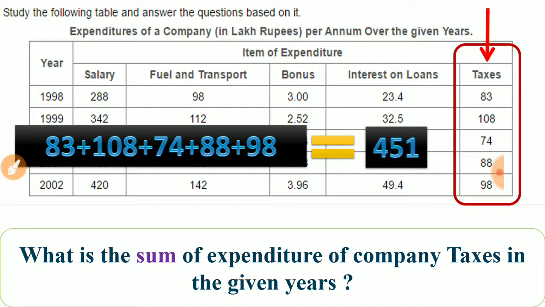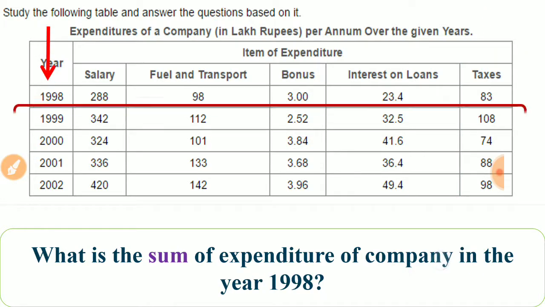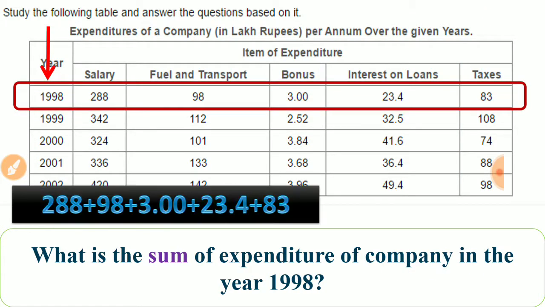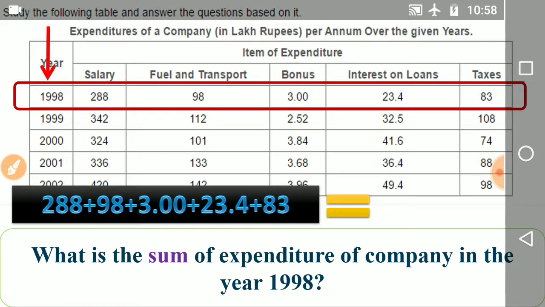That means vertically you were adding it, but now horizontally we are adding it. Because last time it talked about the taxes, this time they talk about the value of 98. So that is the difference of table. A table you can either calculate in horizontal values or vertical values. Let's talk about the next question.